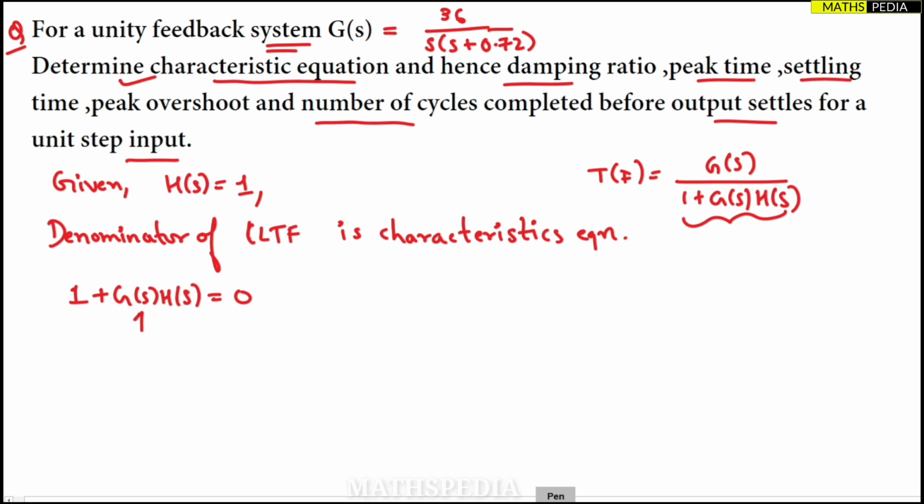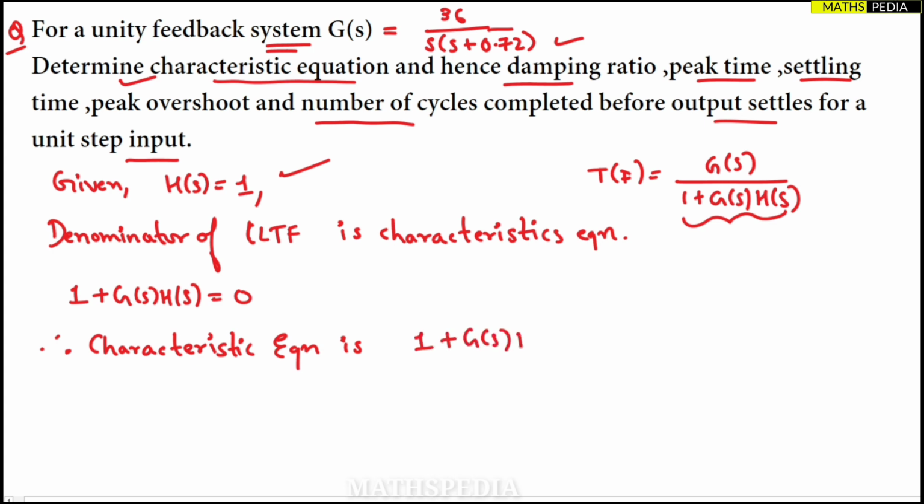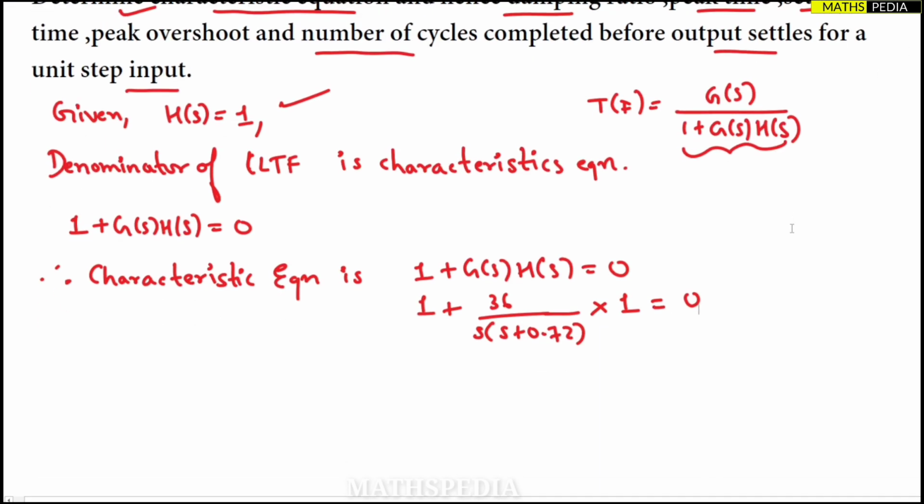Now here, what is G(s)? G(s) they have already given in the question. What is H(s)? They have already given in the question, which is unity feedback, that means it should be 1. Now can I write the characteristic equation? Therefore the characteristic equation is 1 plus G(s) into H(s) equal to 0. That means it is 1 plus 36 by s into (s plus 0.72), into H(s) which is 1, equal to 0. I hope you understood.